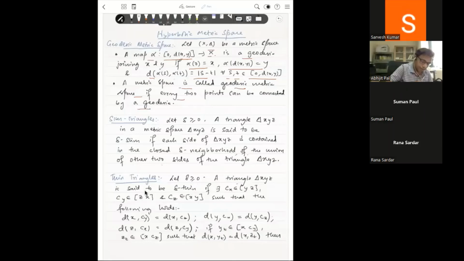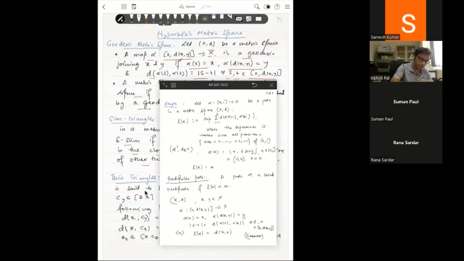So what do you mean by slim triangles? This Sri Krishna already mentioned. Let us take delta to be a non-negative number. A triangle xyz in a metric space is said to be delta slim if each side of this triangle is contained in the closed delta neighborhood of the other two sides of the triangle xyz. This is the same thing as what he said.